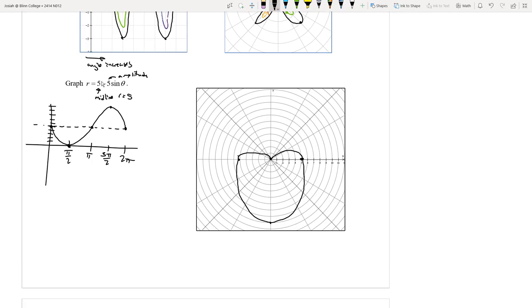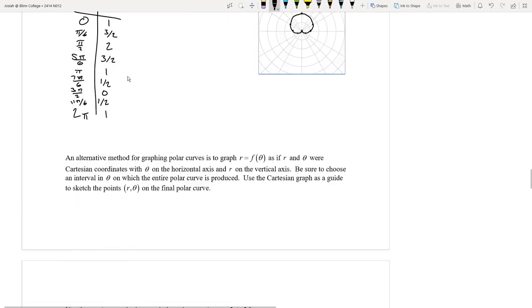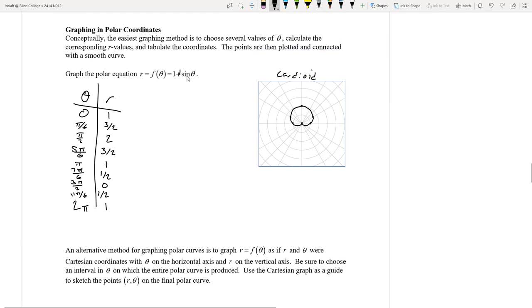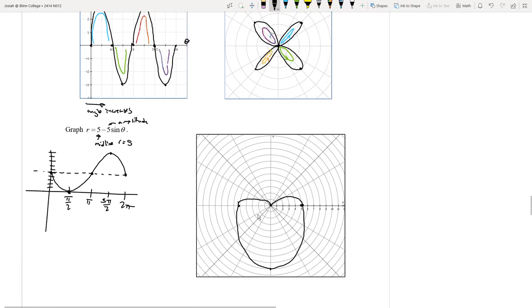So when these numbers match, we're looking at a cardioid. If there's a negative in front of sine, most of it's going to lie underneath the axis. If there's a positive, it's going to lie on top. As you can imagine, if it was cosine instead, it'd be to the right. And this one, the cosine would make it to the left.